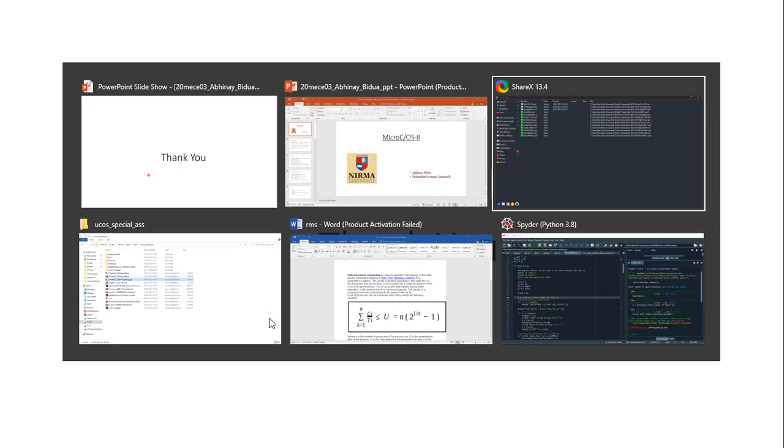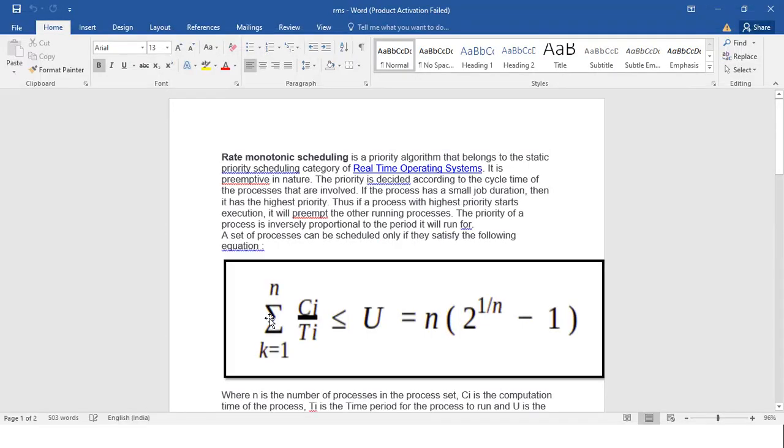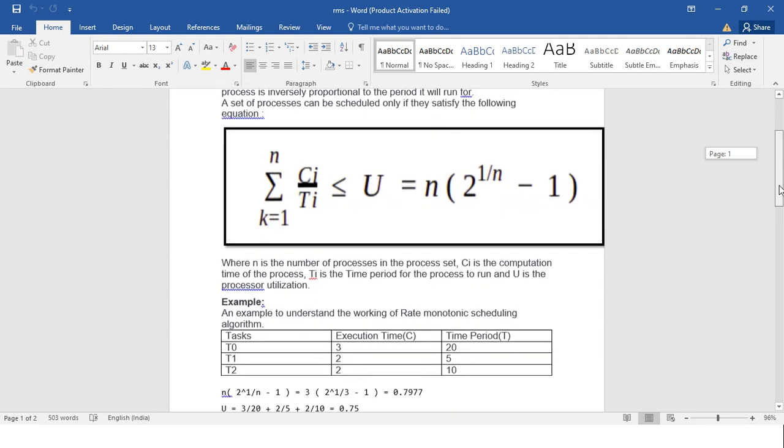Now let me switch to the hands-on work which I have done. I have implemented rate monotonic scheduling in Python. So what is rate monotonic scheduling? It is a priority algorithm that belongs to the static priority scheduling category. For setting up the tasks, we have to satisfy the following condition. Here n is the number of processes in the process set, c is the computation time, t is the time period, and u is the utilization factor.